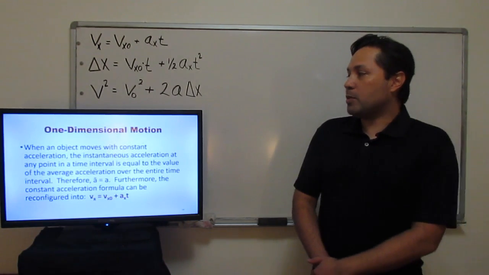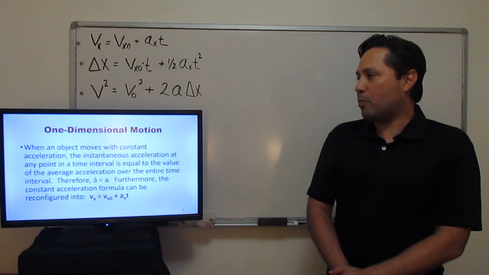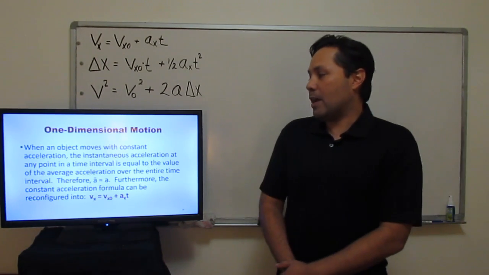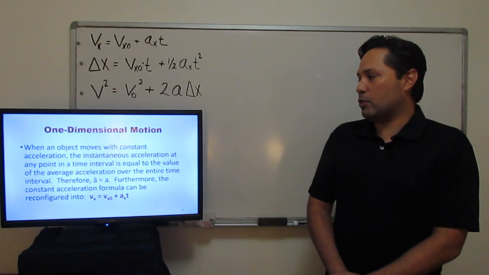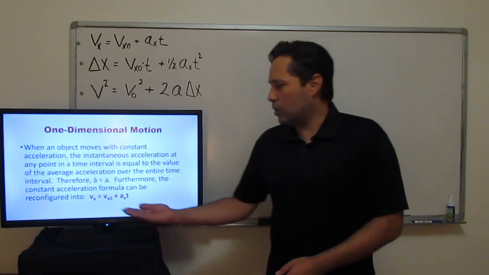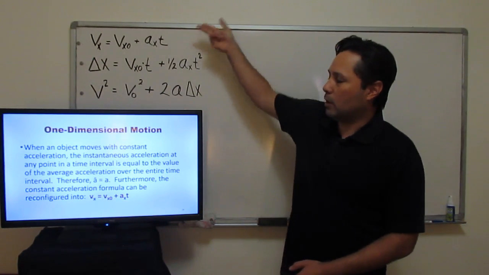One-dimensional motion. When an object moves with constant acceleration, the instantaneous acceleration at any point in time interval is equal to the value of the average acceleration over the entire time interval. Therefore, average acceleration equals acceleration. Furthermore, the constant acceleration formula can be reconfigured to give us this formula right here, which I've also written on the board here as well.